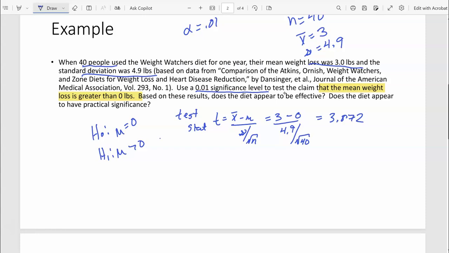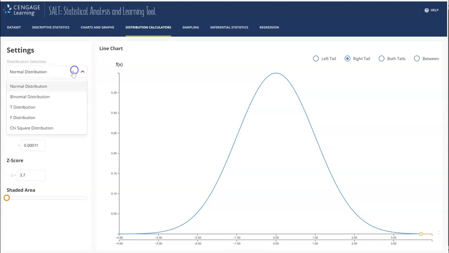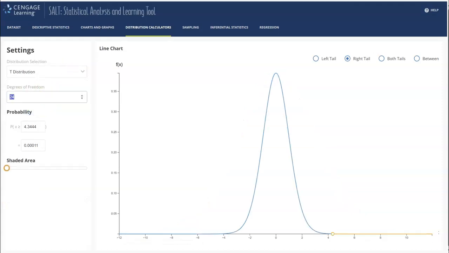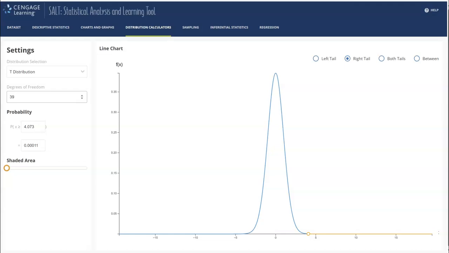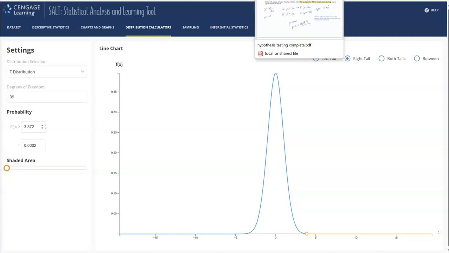So now we've got to figure out what our p-value is. This is a right-tailed test because it's greater than. So 3.872 is here. And we're going to use StatCrunch, and this is a t-distribution. Degrees of freedom would be 39. Remember, it's n minus 1. We want the probability of being larger than 3.872. And that probability is 0.0002. So there's our p-value.